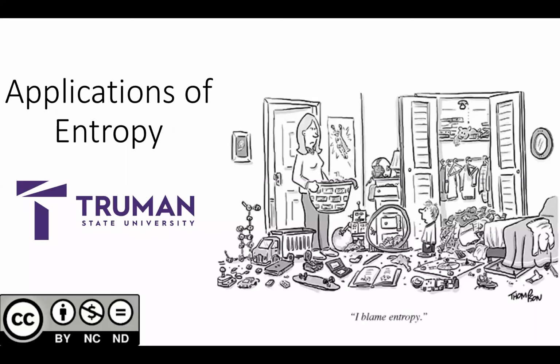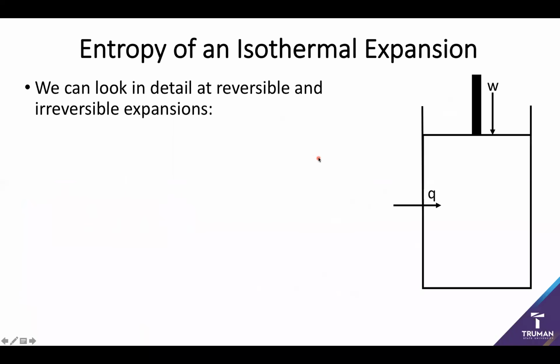Hello, everyone. Today we're going to be talking about some applications of entropy for real chemical systems and physical changes. So let's go ahead and pick up a little bit where we left off last time by talking about how entropy changes for an expansion or compression of a gas chamber. So again, this is our classic old favorite. So let's go ahead and start with an isothermal expansion.